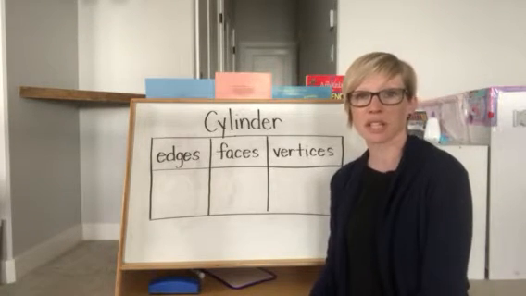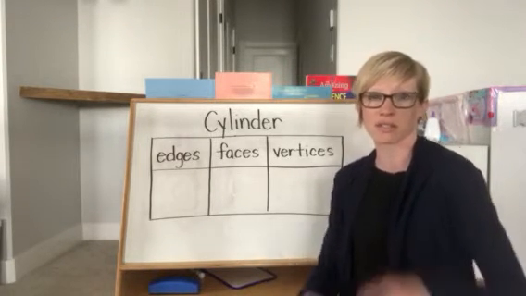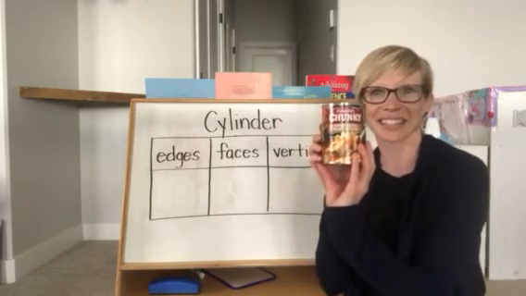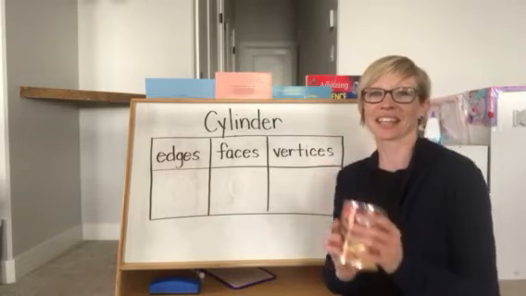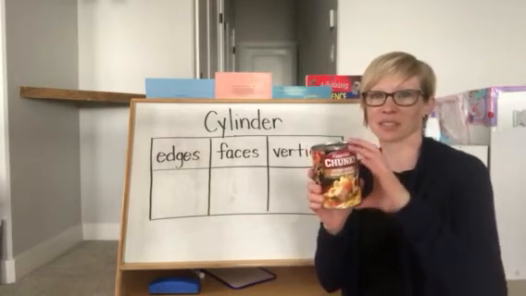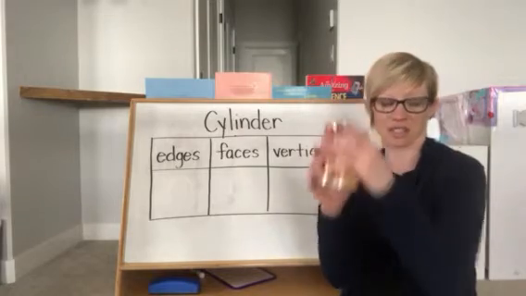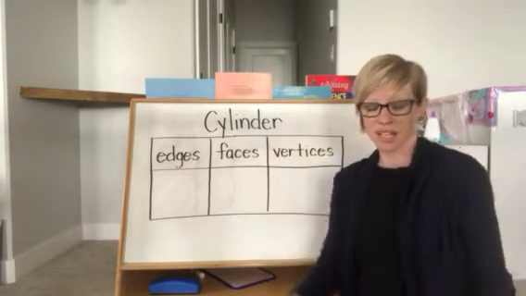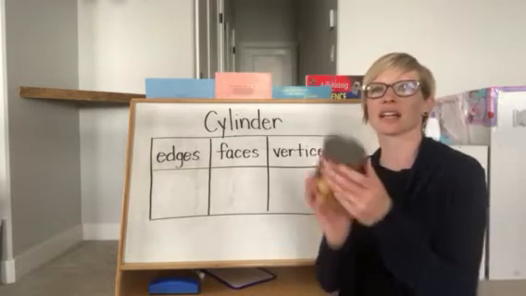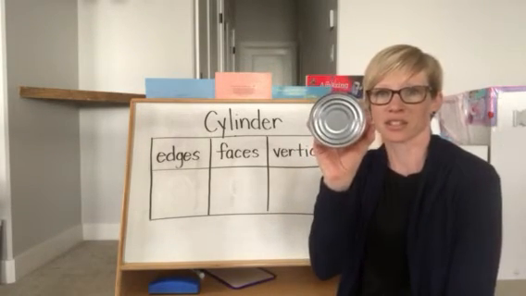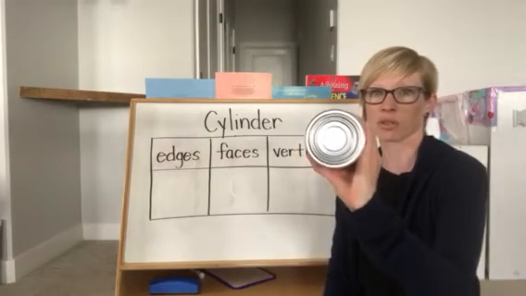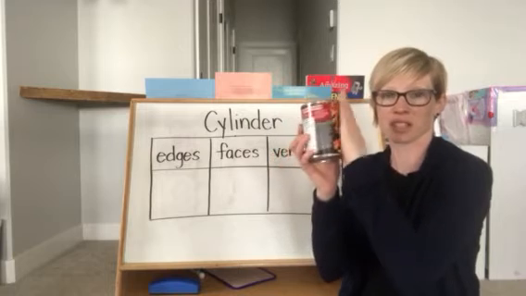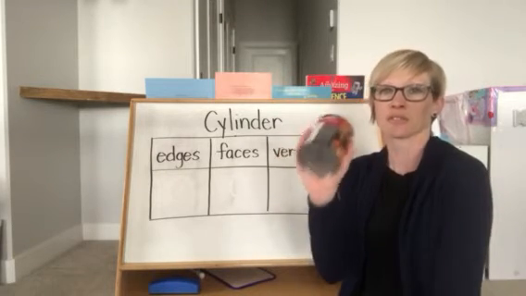The first thing I think of when I think of a cylinder is a soup can. So I have my can of chunky soup. And cylinders don't have to be like this. They can be tall and narrow, and they can be short and wide. The trick to a cylinder is that it has a circle on the top, a circle on the bottom, and then a curved, almost like a rectangle but wrapped around, for the middle.